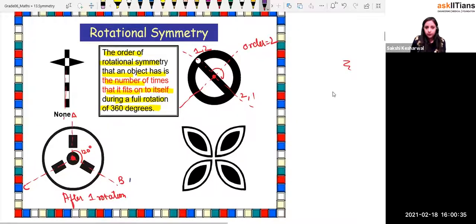B will become A, right? C will become B and A will become C, right? So this is equal to 1 rotation. After the second rotation, what happened, beta? C is going to come over here, A is going to come over here, and B is going to come over here, right or not?